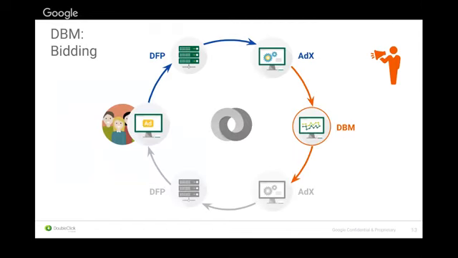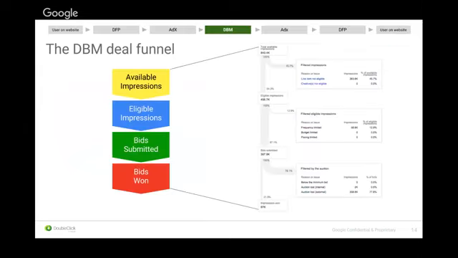So let's go back to Davide and understand, if DBM is the DSP involved, what's happening on the other side. Yeah. So let's go back into DBM and see how things are working on the buy side. This is the view that the buyers have in a tool that we call Deals Troubleshooter. It's very similar to Deals Check, if you're familiar with the tool on DFP. We have this deal funnel.